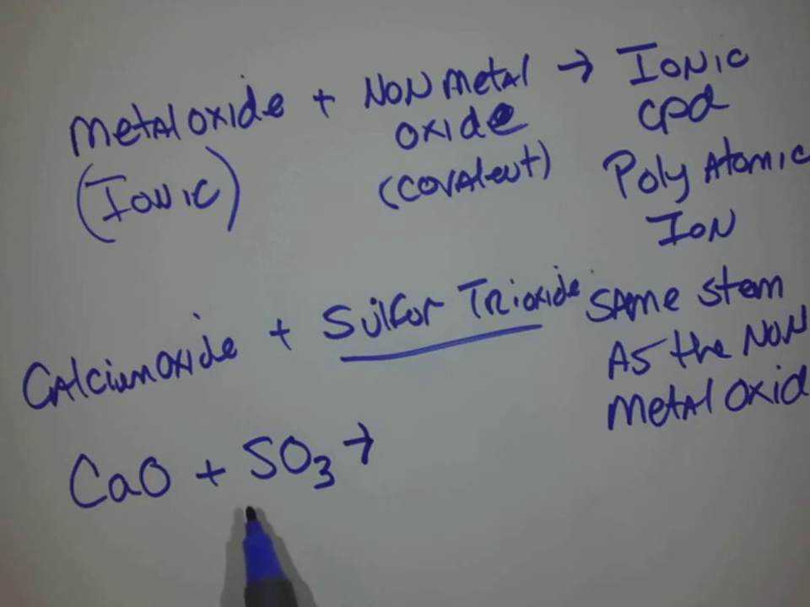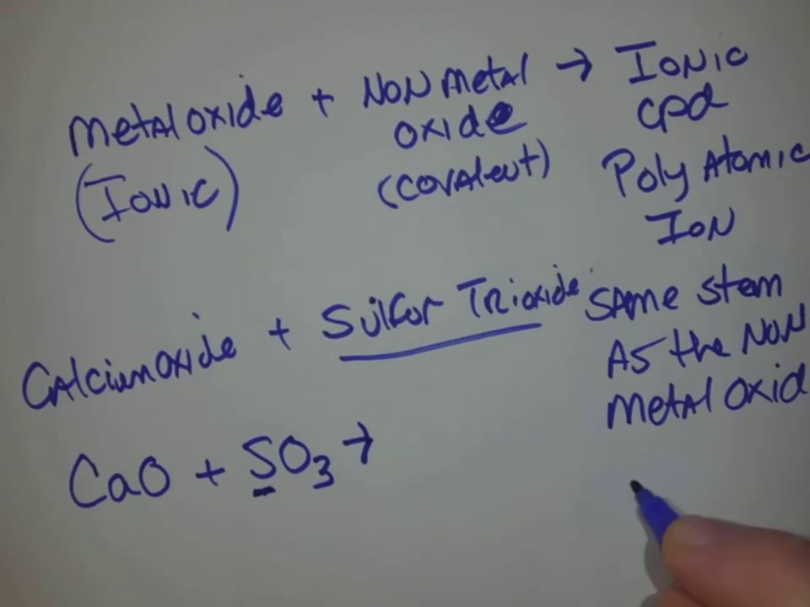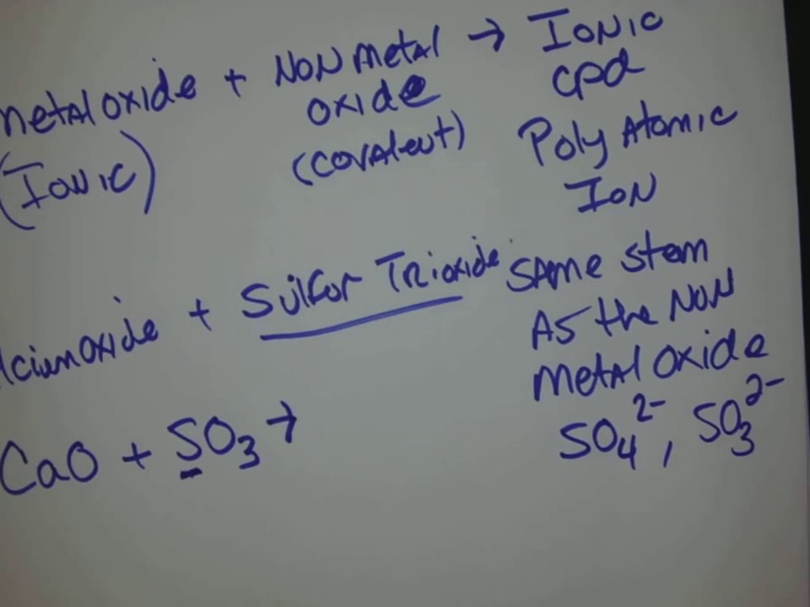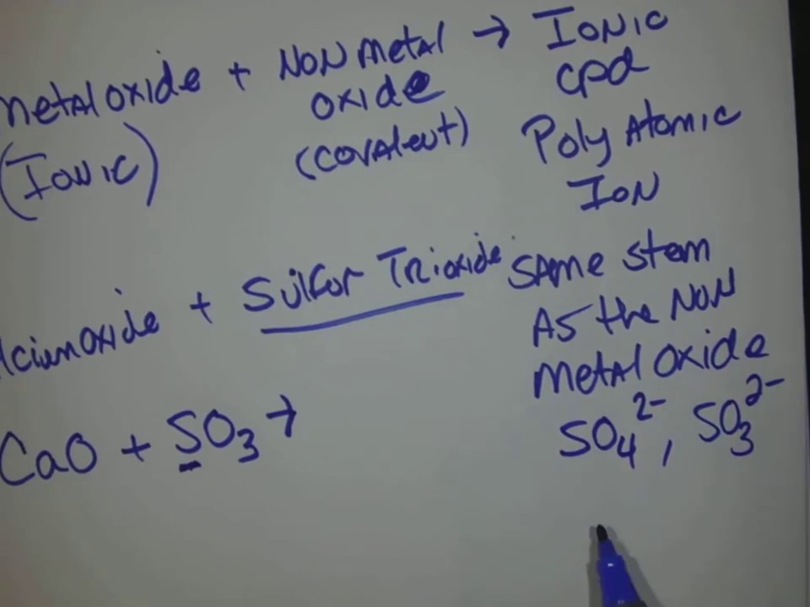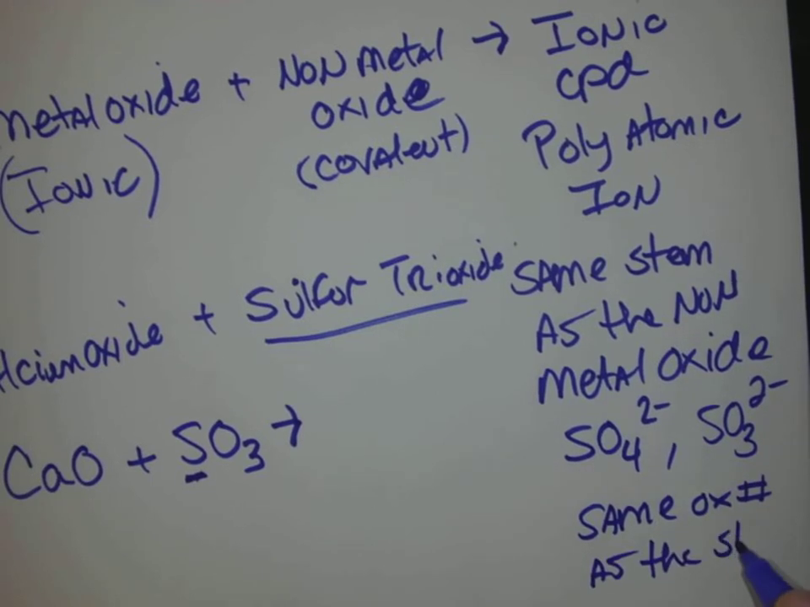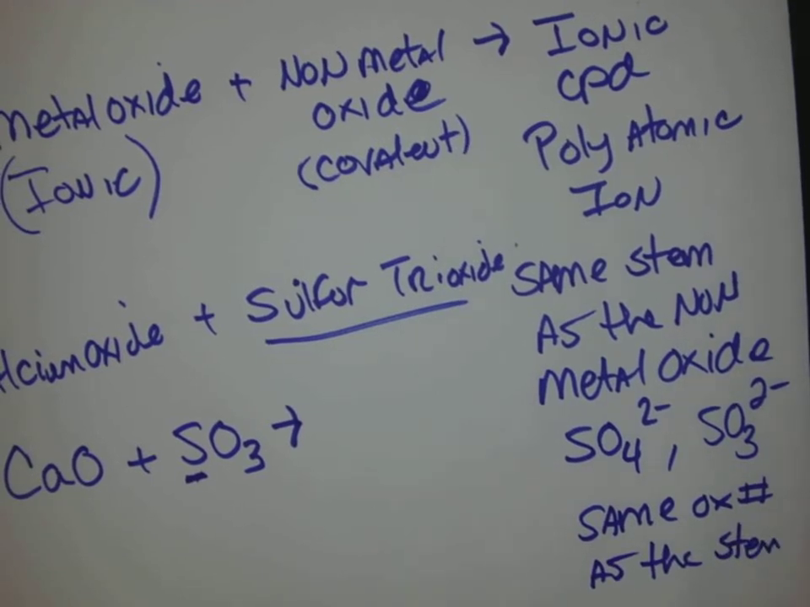So what do I mean by the stem? The stem here of the nonmetal oxide is sulfur. There are only two polyatomic ions that I've given you that have sulfur in them. So it's either going to be sulfite or sulfate. So how do I know which one to choose? Well, the polyatomic ion is going to have the same oxidation number as the stem. All right, so I'll show you what that means.